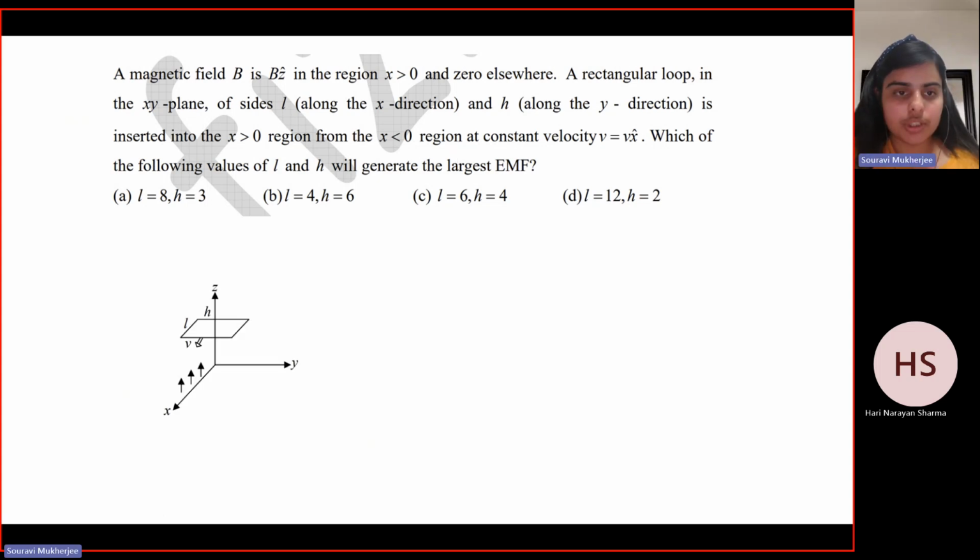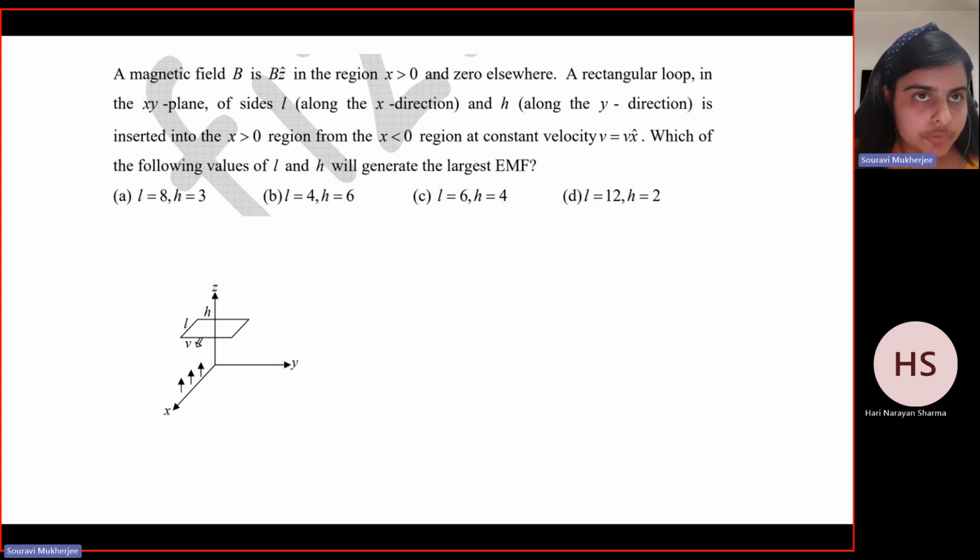Here what you have to understand is how this looks. You have the field here, and there is no field anywhere else. The velocity is along x, and this is how the dimensions are. The dimension along x is L, the dimension along y is H. You have to understand when the EMF will be largest. Let us remember the definition of EMF. EMF is nothing but some work done, so it's the integral of force dot dl.